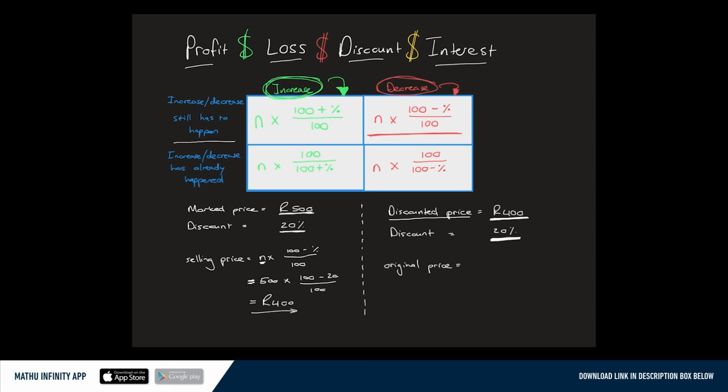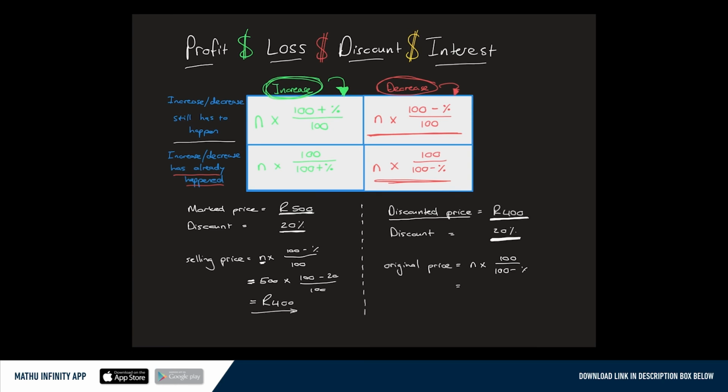So now I'm still looking at the red side. It's still a decrease question, but the decrease has already happened. So I want to work backwards. Then I start by copying that formula first. I say N times 100 divided by 100 minus my percentage.